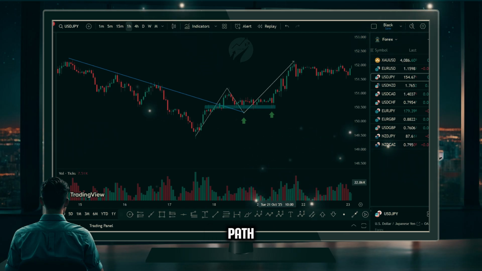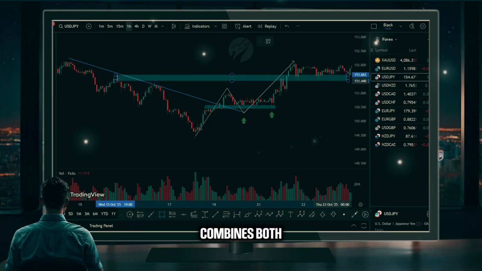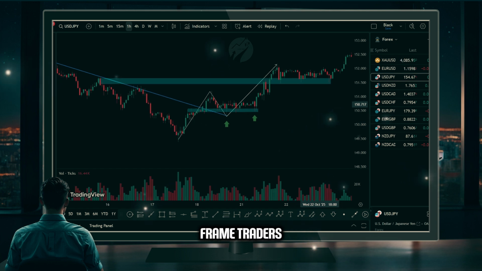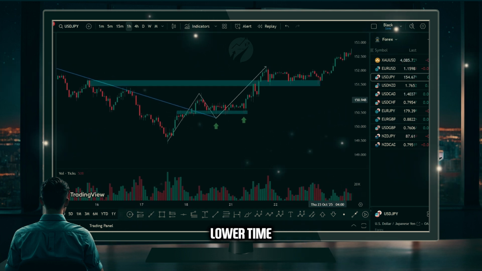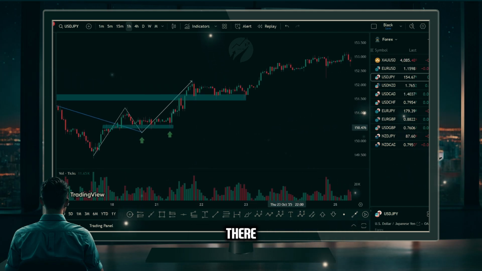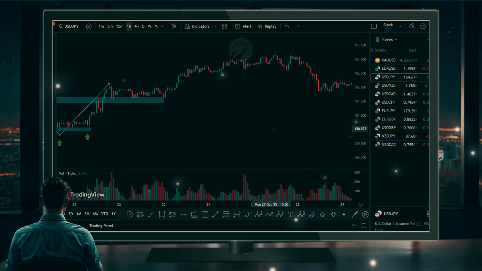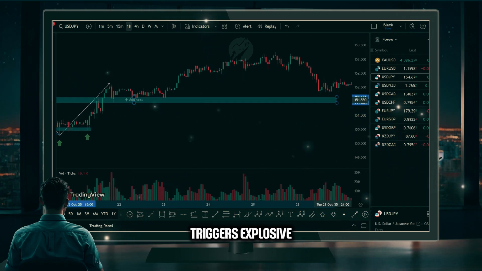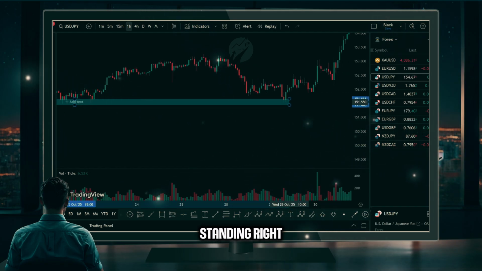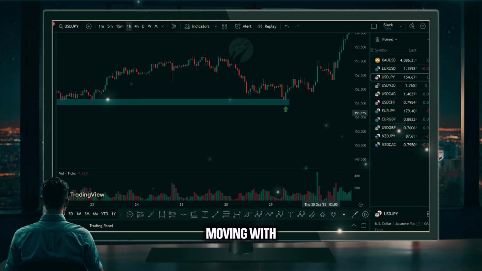No middle path. Why is this intersection important? Because it combines both long-term and short-term trends. Because it is where higher timeframe traders make decisions and where lower timeframe traders see opportunities. And because the market cannot pretend there. A bounce from this intersection is much stronger than a normal trendline bounce. A break from this intersection often triggers explosive moves. When you catch such a move, you feel like you're standing right where the market turns. You're not following the market, you are moving with it.